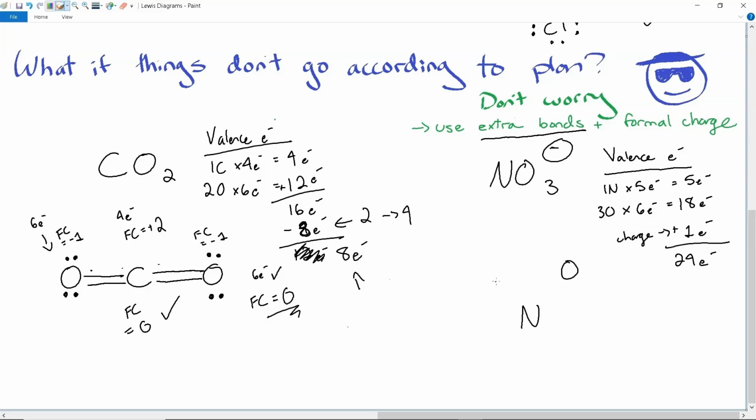Now let's draw this out. I'm showing 3 bonds, so that will be 6 electrons, and I've got 18 left. So based on our work on the CO2 question, I know that if I just put 6 electrons around each oxygen atom, the formal charges are not going to be great, but that will be a good start just to visualize things.